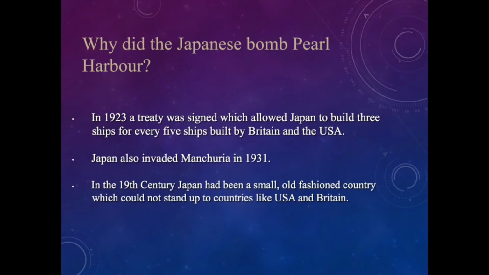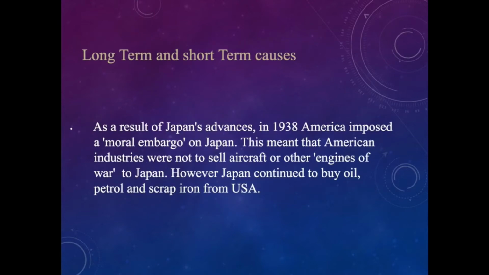Number 3. In the 19th century, Japan had been a small, old-fashioned country which could not stand up to countries like the USA and Britain. Number 4. As a result of Japan's advances, in 1938, America imposed a moral embargo on Japan. This meant that American industries were not to sell aircraft or other engines of war to Japan. However, Japan continued to buy oil, petrol, and scrap iron from the USA.